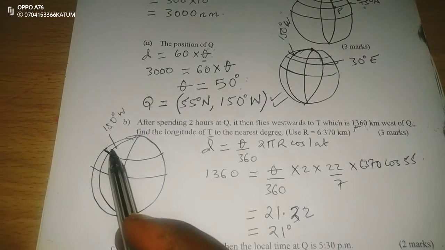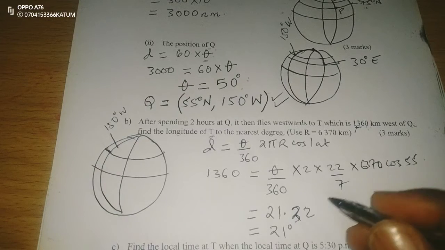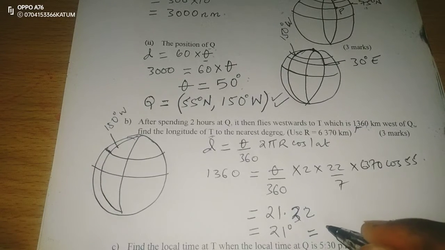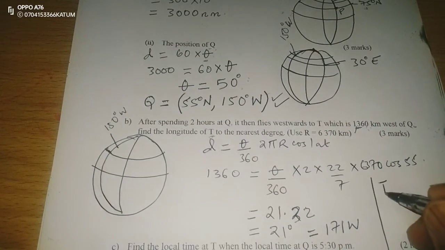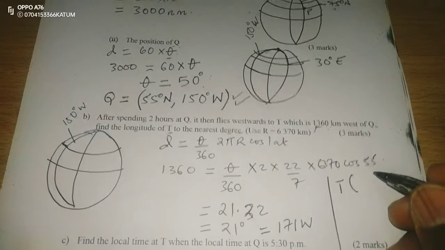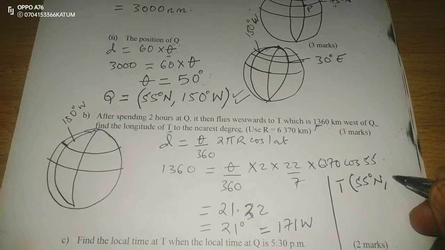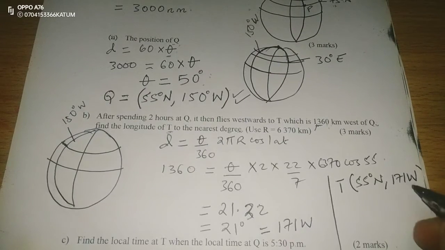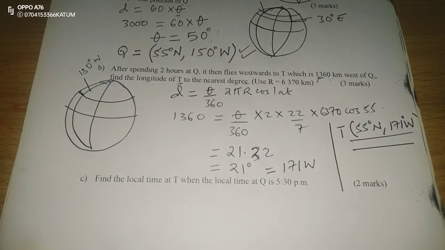Therefore, when we move 21 more degrees from 150, we find ourselves at longitude 171 in the west. That means the position of T is, we were moving along 55 north and we have gone up to 171 in the west. That is the position of T.